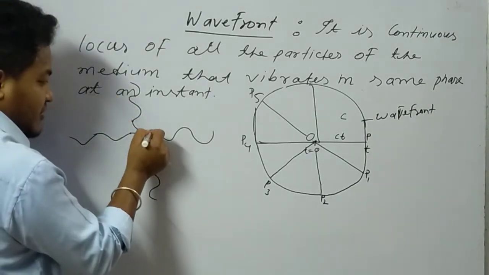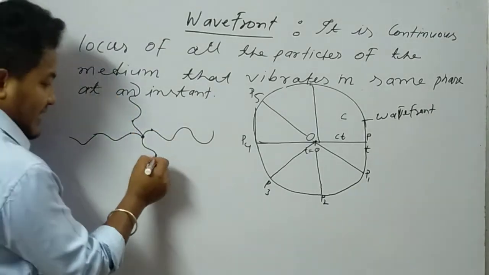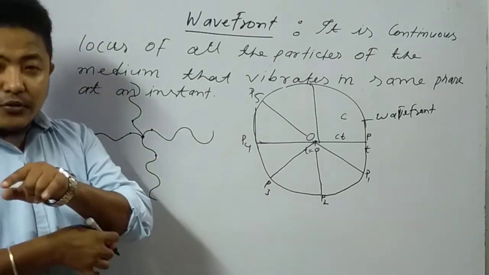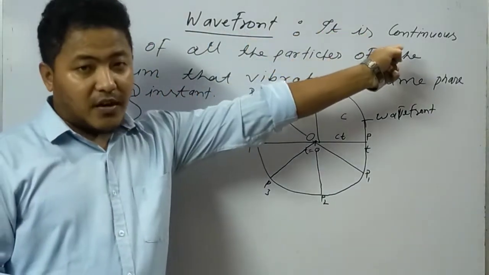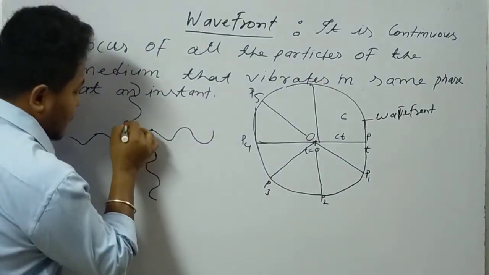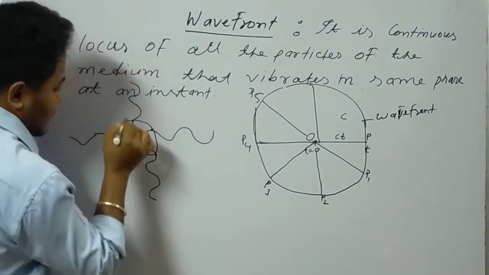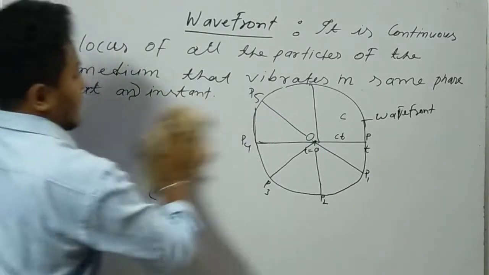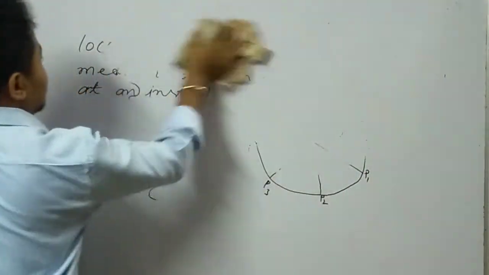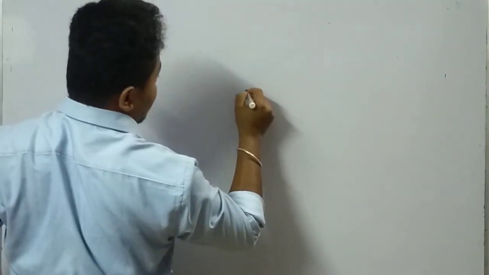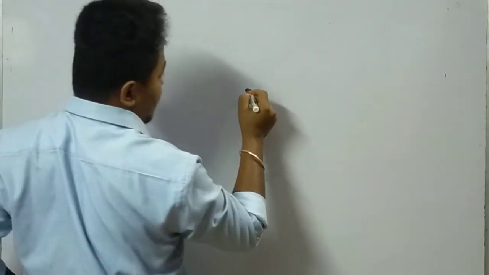That means this is the crest. This is the crest, this is the crest of this wave. So as per the definition, they vibrate in the same phase. That means this is going to be your one wavefront. Am I clear? So if I write it in a bigger scenario, suppose from this source of disturbance, these are the waves.